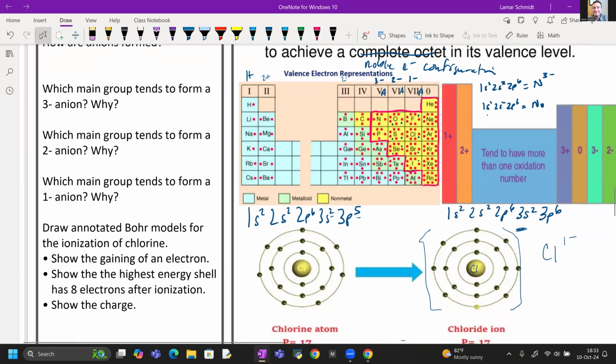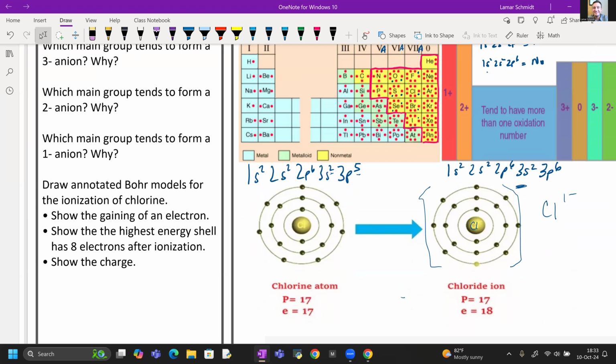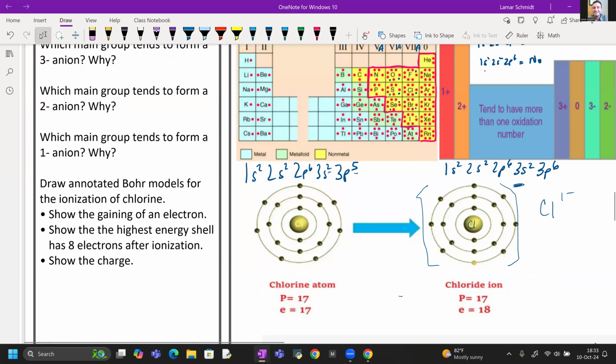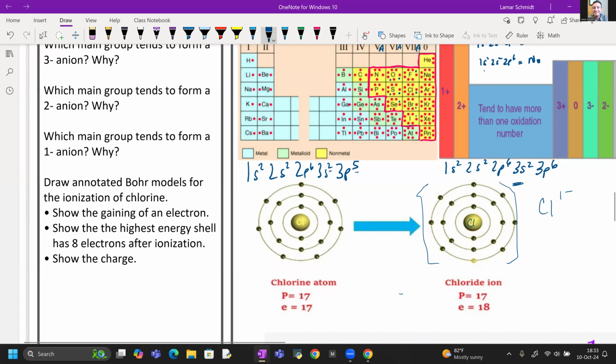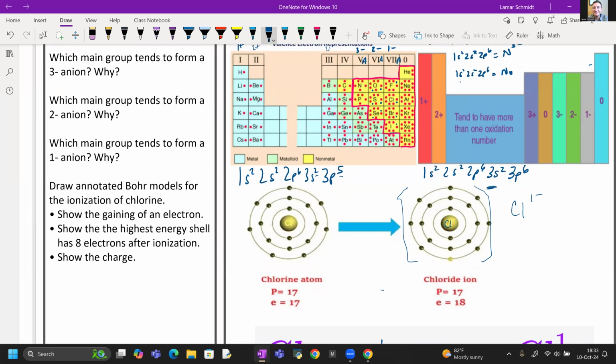All right, and so if we look at a Bohr model of chlorine forming chloride, we can see that here we have chlorine. Here's its valence electrons, 3s2, 3p5. It's in group 7, has 7 valence electrons. Here it gains an electron to get to 3p6, has the same electron configuration as argon, and so this now becomes chloride, Cl1 minus. And so that's all we need to really show there.